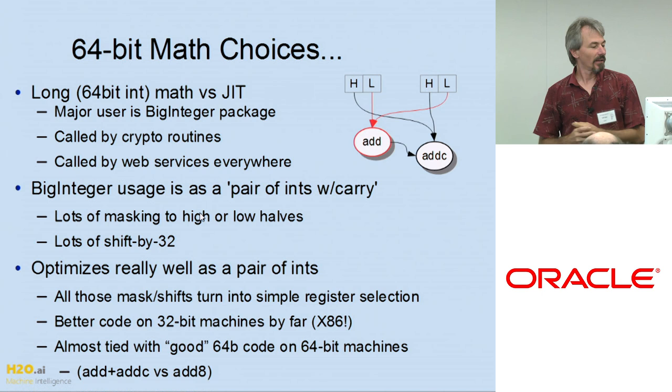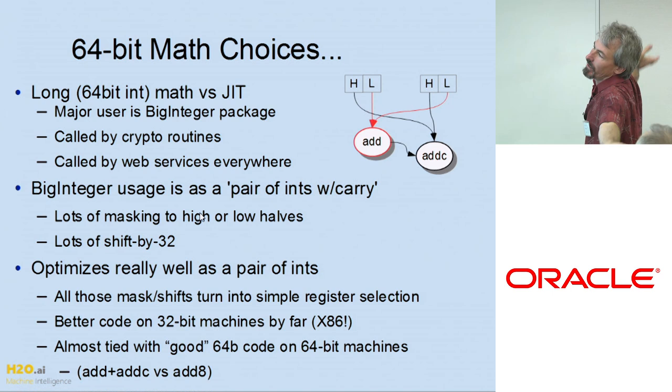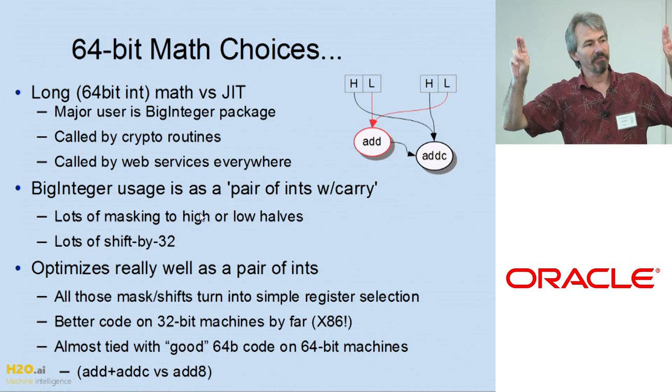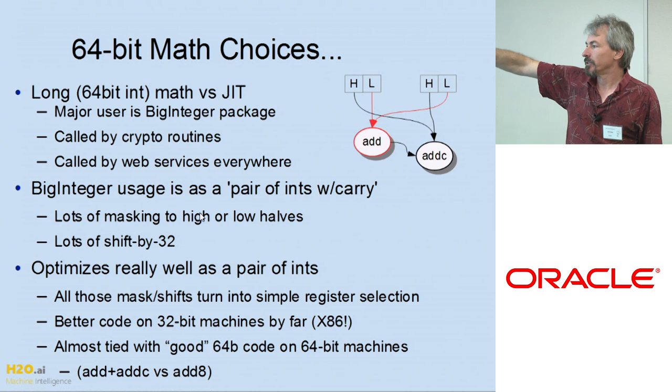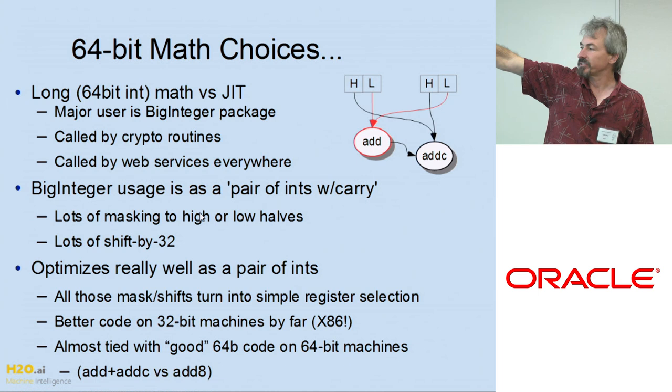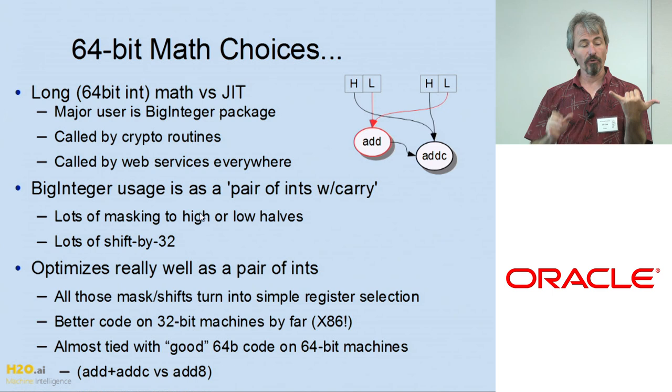Okay, here's a stupid hack. For 64-bit math, the major usage of longs turns out to be the big integer package, doing crypto for web services everywhere. Who'd have thunk? Well, big integer is always really used as a pair of ints with a carry between them, where you mask off one half, mask off the other half, load this half, shift it right, shift it left, and dance. It works out really well as a pair of ints. It turns out that a pair of ints with a carry, and C2 still has support for this, works out as well as really straight-up good 64-bit code, because of the number of uses where you really only want one of those 32 bits or the other. You don't want to load 64 and then mask or load 64 and shift. You actually want to load just the other side and be done.